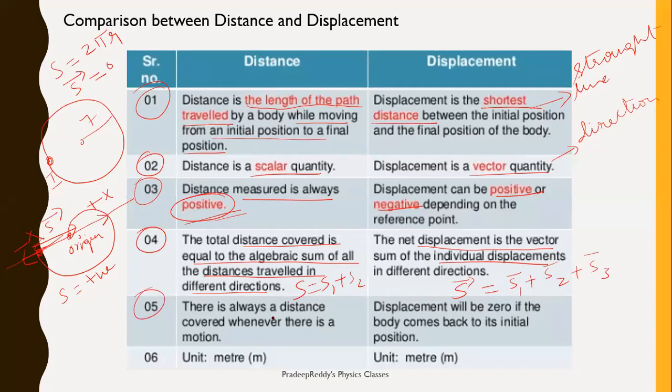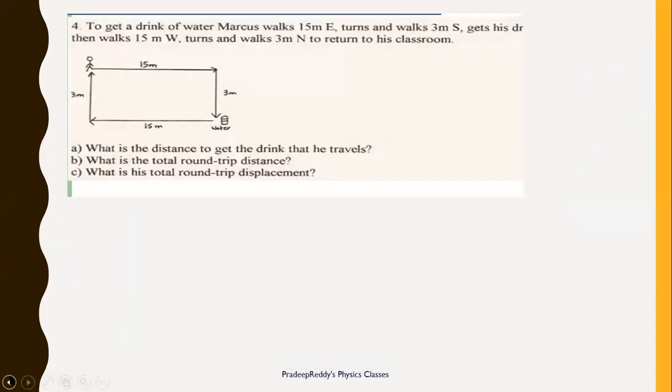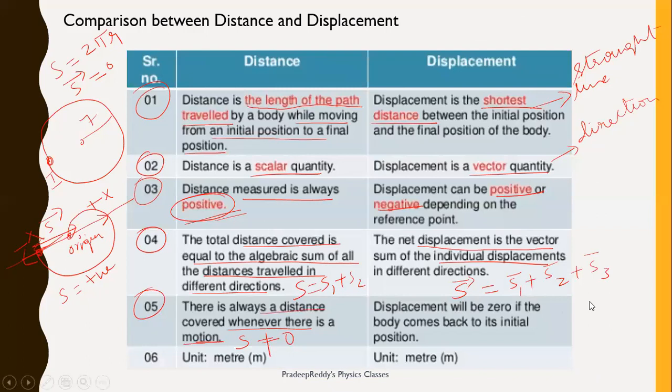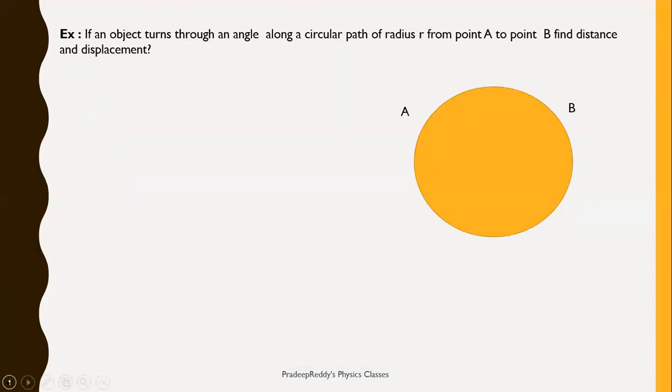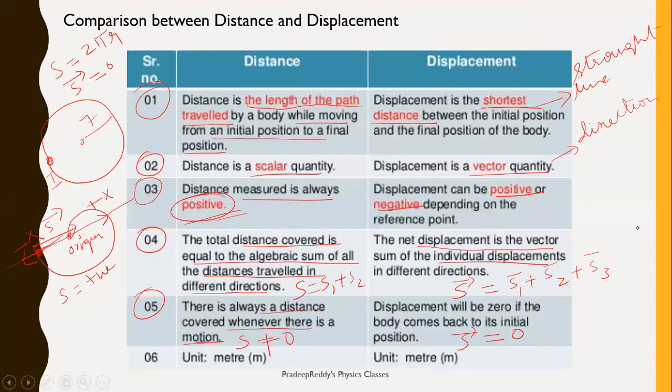Coming to point number 5, there is always a distance covered whenever there is motion. Therefore, distance will never be equal to 0. But whereas in case of displacement, it can be 0. Displacement can be equal to 0. And the unit of distance and displacement are equal. Unit of distance is meter. Unit of displacement is also meter. So these are the comparisons between distance and displacement.